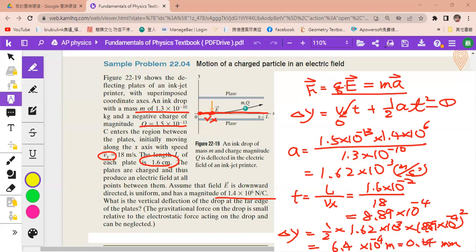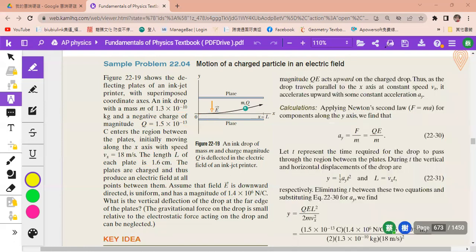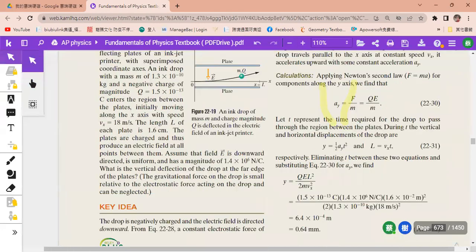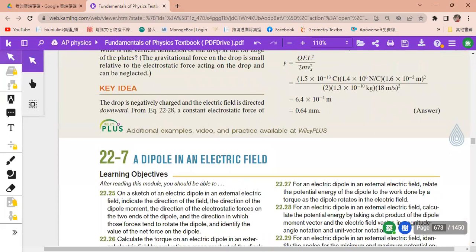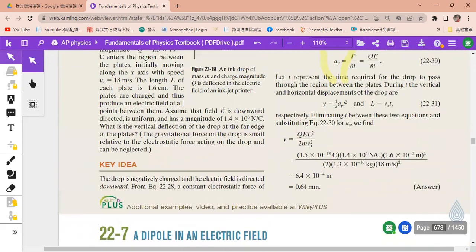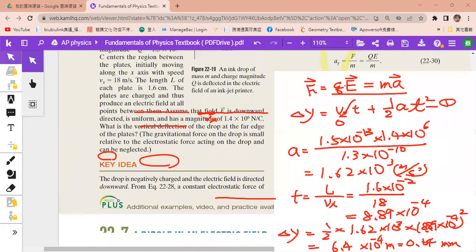So let's check the answer. Yes, it's approximately 0.64. So I hope you know how to calculate this question now.